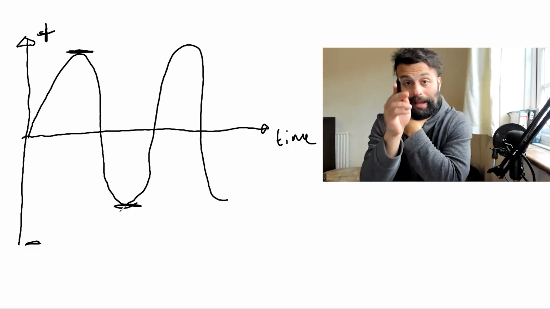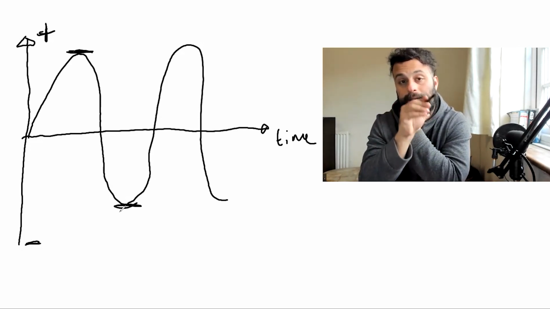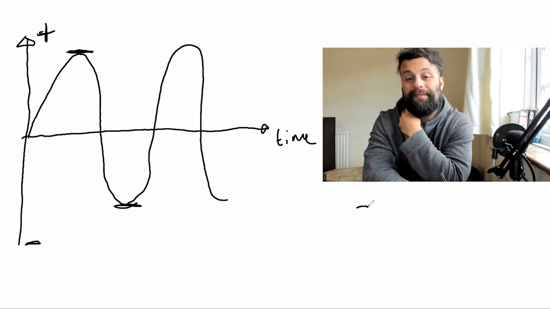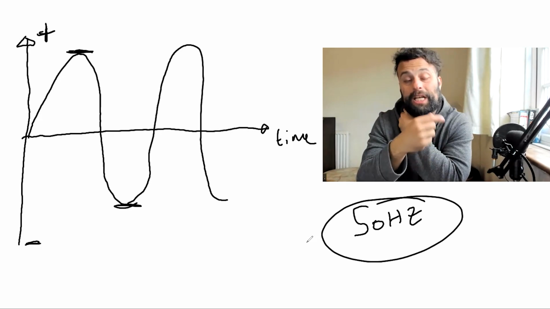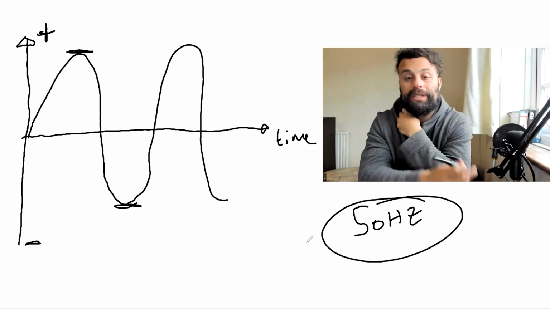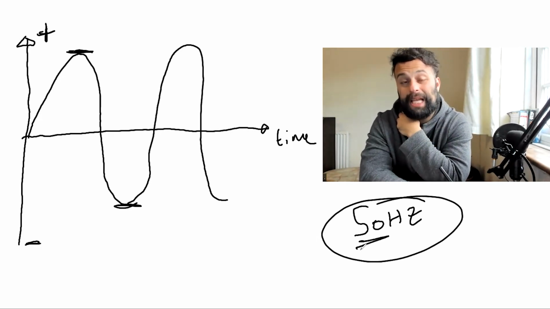Now, your power supply in your home is actually alternating current, and the frequency is 50 hertz. Now, what frequency means is the number of times it changes directions per second. So it's changing directions at 50 times each second.